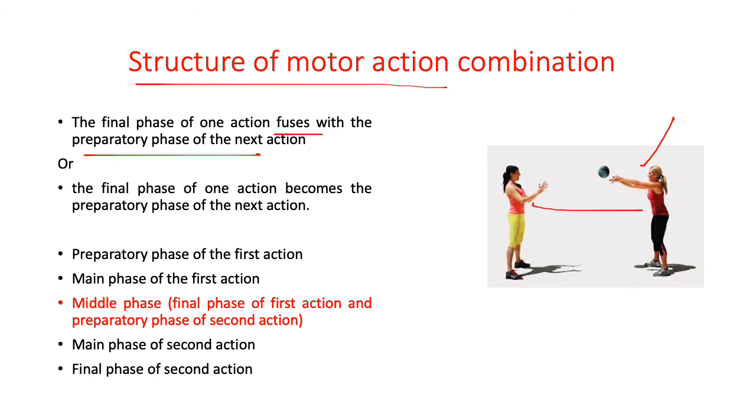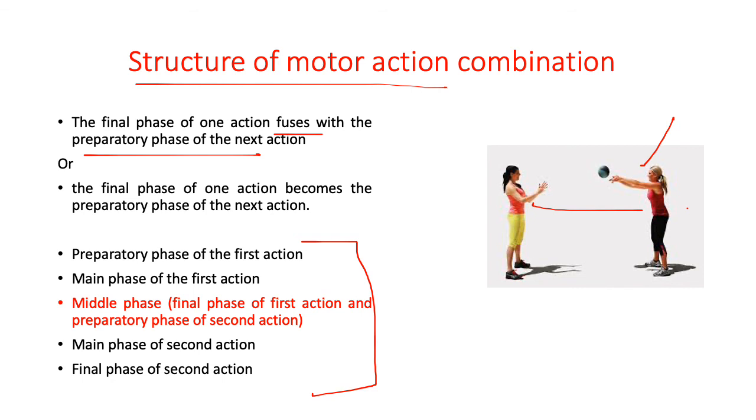Second motor action, then again she will prepare for the throw, then she will throw the ball to her in the main phase, and then again balance herself, right? So these are the total 6 steps. But what will happen, there will be fusion in between. Fusion where? Final phase of the first action. The final phase of the first action is catching the ball and then balancing yourself. That phase will be fused with the preparatory phase of the next action. The preparatory phase of the next action is throwing the ball.